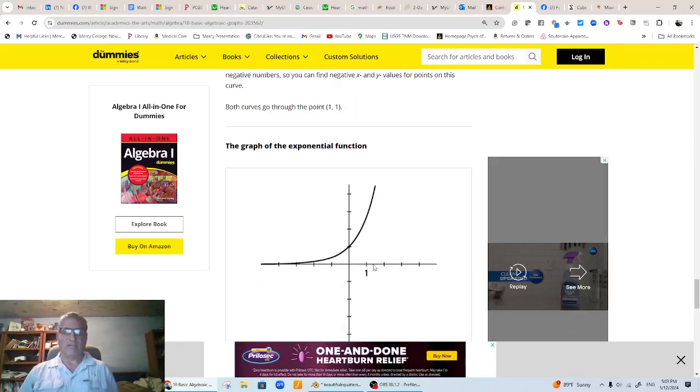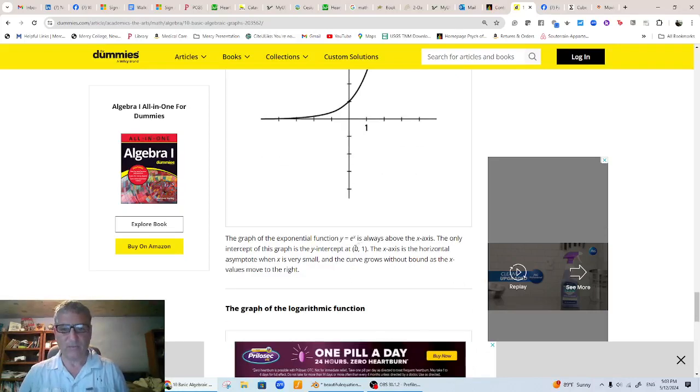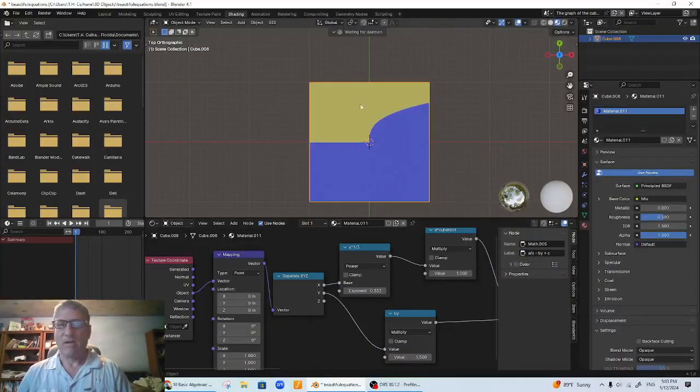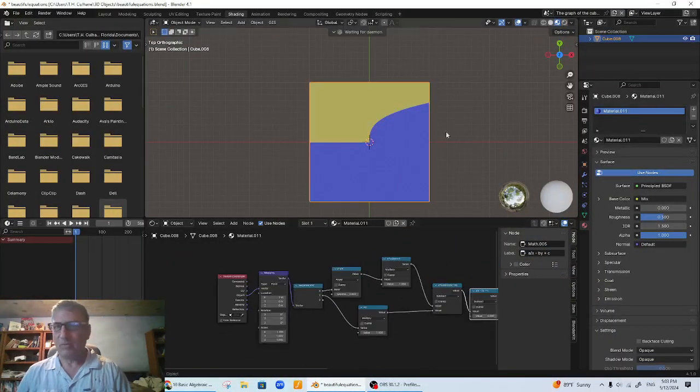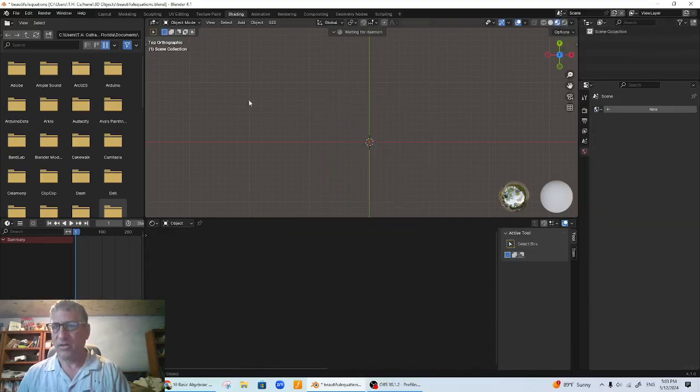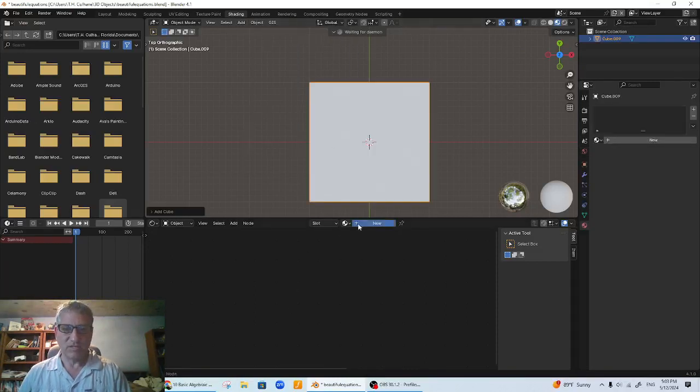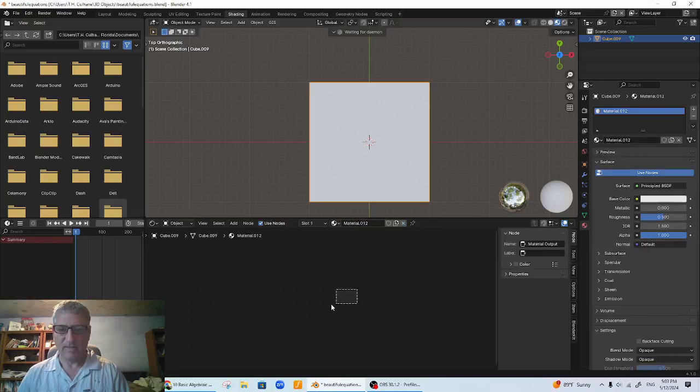The graph of the exponential function. Y equals e to the x. Oh my gosh. Okay, y equals e to the x. I'm going to try that one out. It's either I have limitations or Blender has limitations, or both, because there's no cube root function in there. But add a cube again. Take that cube, add this. Take this away.